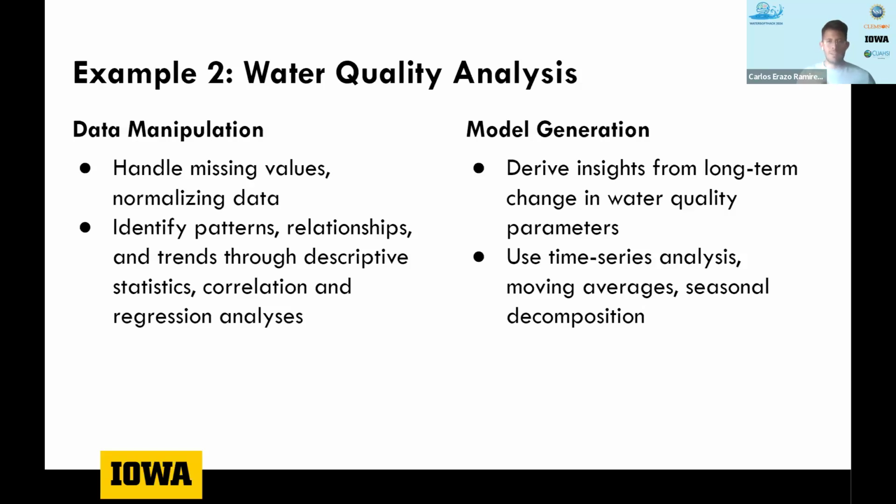Again, data manipulation, handling missing values, normalizing this information, finding patterns and relationships, and obtaining statistics for your model. Then what you can do with your generated data is derive insights from long-term change in water quality parameters, and use time series analysis, moving average, and seasonal decomposition for predicting the steps forward. And yes, these are the two examples that I have.